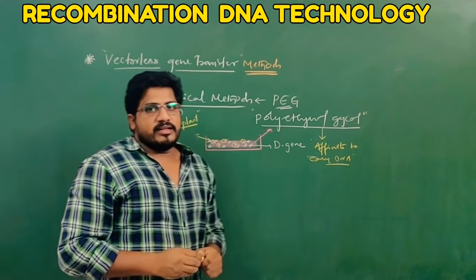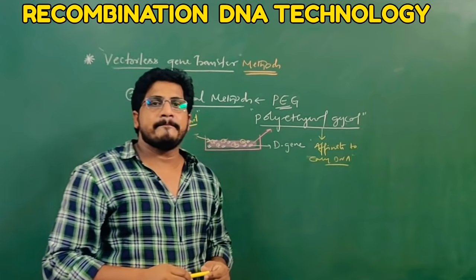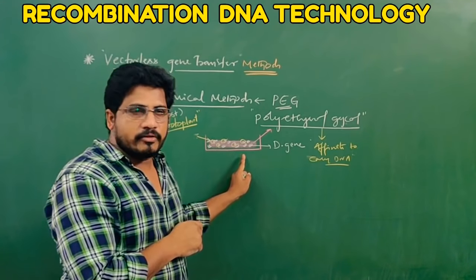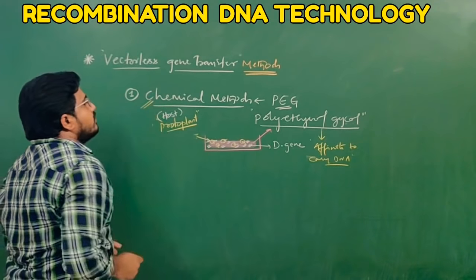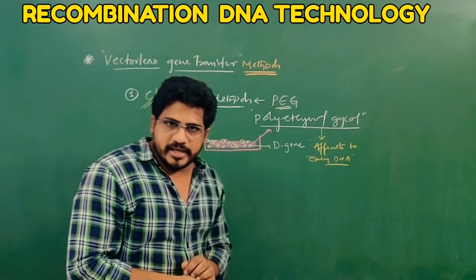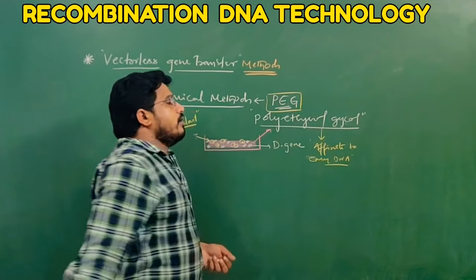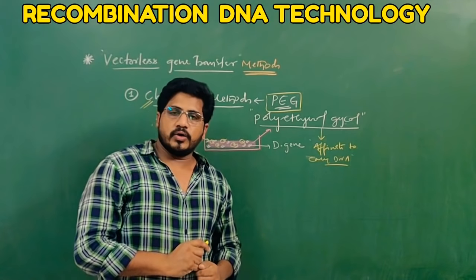Just as you reached college along with your friend, PEG enters inside the host along with the DNA. So here the desired DNA is not at all inserted into a vector. Is this vectorless transfer or not? Find the vector here. There is no vector. So in the chemical method where vectors are not used, only the chemical polyethylene glycol helps to carry the DNA into the respective host cells.